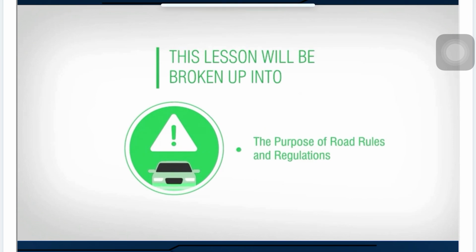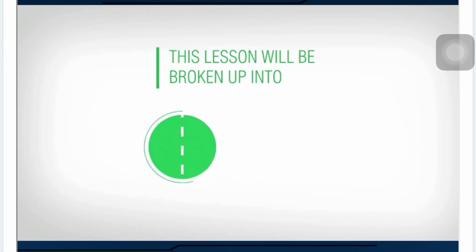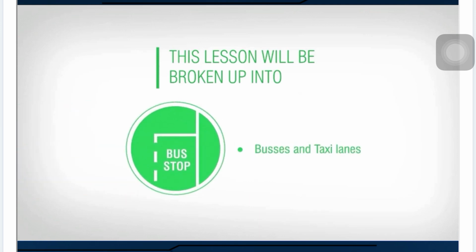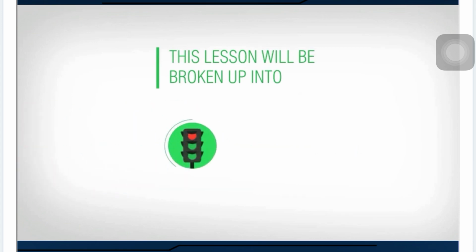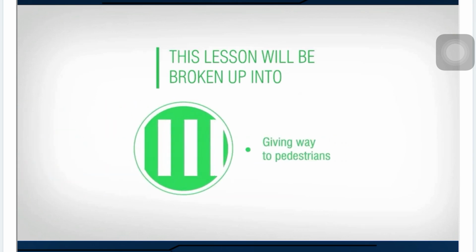The lesson will be broken up into the purpose of road rules and regulations. What do they do and why do we need them? Road signs. The various signs and symbols you'll interact with and what they mean. Road marking. Types of lines, lanes and other markings. Buses and taxi lanes. How to collaborate with public transport. Traffic controls at intersections. Giving way to pedestrians.